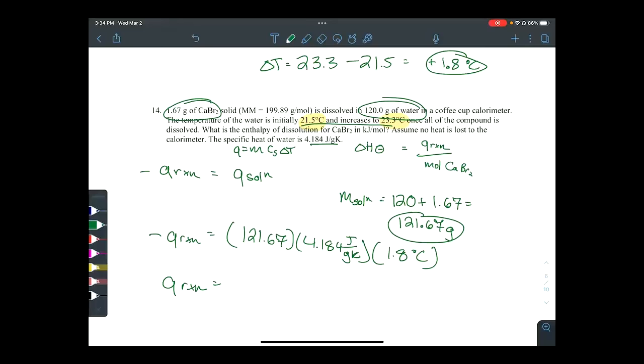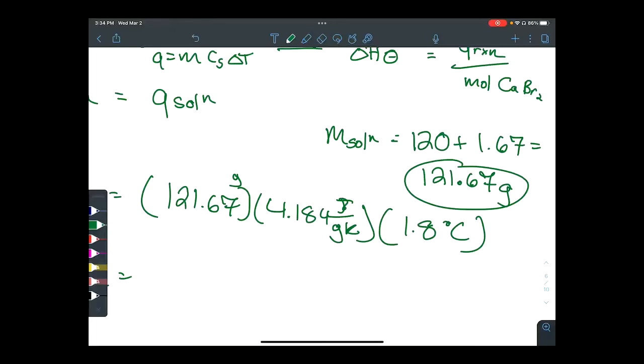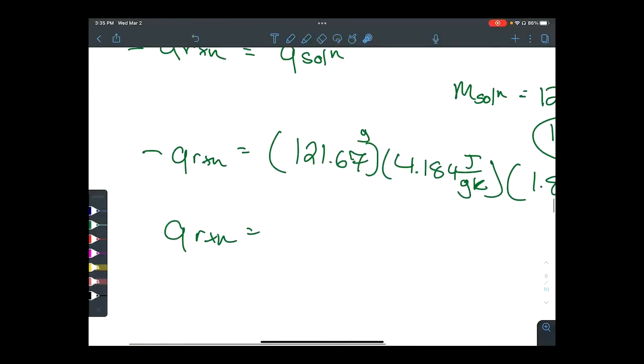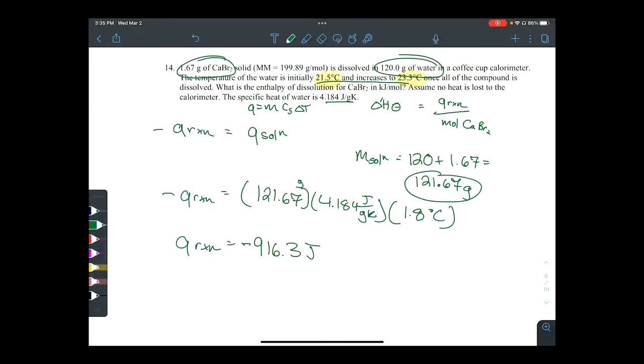121.67, that's grams. And so Q reaction has what unit? Do we know what unit? Kilojoules? Just joules. In this case, it's just joules. We have to do a little bit more to get it into kilojoules. But because specific heat is in joules per gram Kelvin, the Q reaction is in joules. So this is 916.3 joules. Oh, sorry, negative. Yes. Whew. See, negative. All right, is that our answer?